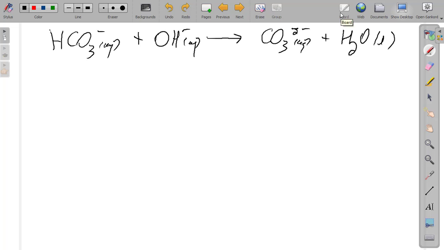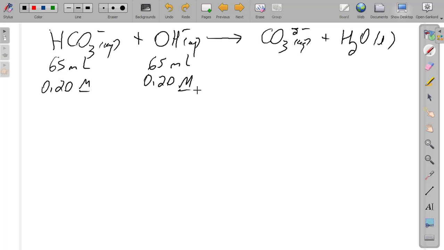All right, so now we can look at our details here that we took 65 milliliters of 0.20 molar and 65 milliliters of 0.20 molar. Now this is important. The water is irrelevant over here. What's important is the carbonate. This creates 130 milliliters of solution, doesn't it? 65 mils poured with 65 mils gives us a total of 130 mils of solution.